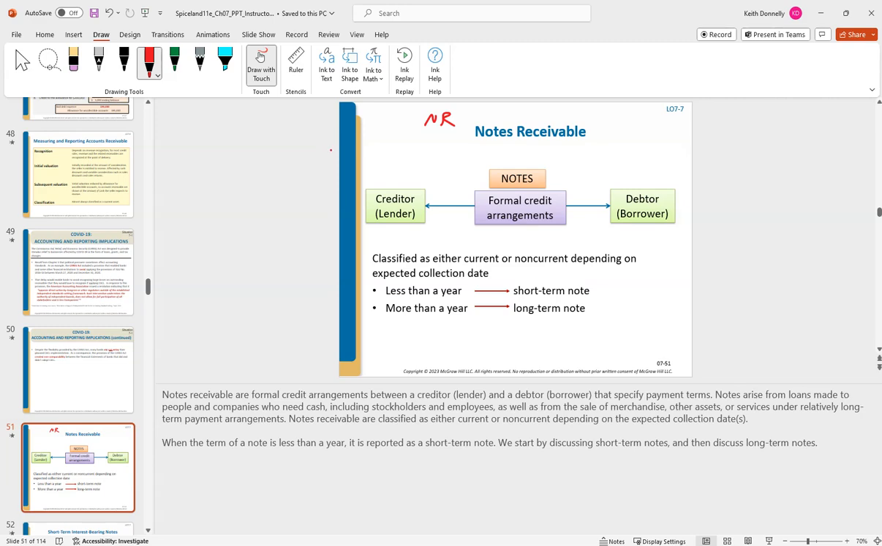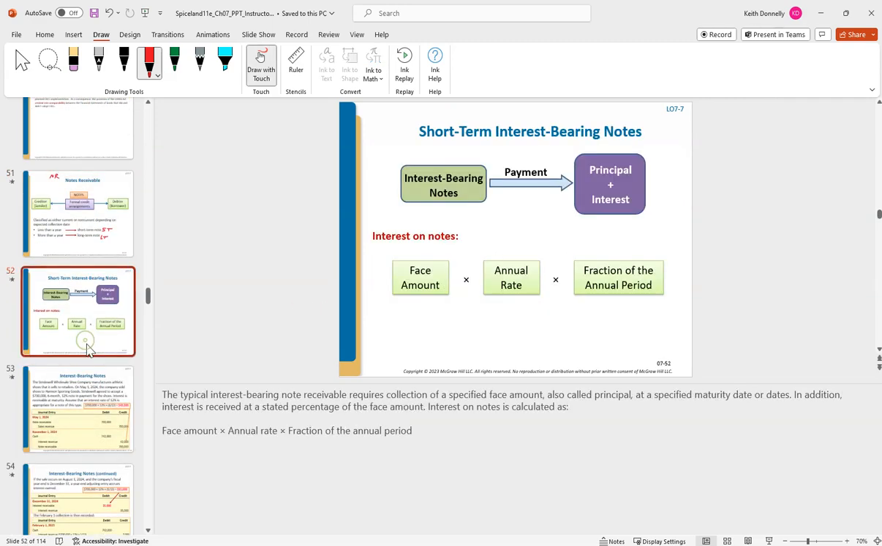We said really the difference between an account receivable and a note receivable is whether it accrues interest, the formality of it, and those kind of situations. So when you have notes receivable, they can be short term or they can be long term. Let's kind of unpack these one by one. We're starting with short term.